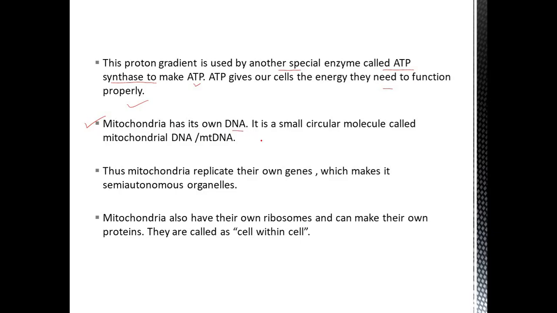Mitochondria has its own DNA, a small circular molecule called mitochondrial DNA or mtDNA. Thus mitochondria replicate their own genes due to the presence of DNA, which makes it a semi-autonomous body because it doesn't depend on the cellular replication of DNA. It has its own DNA. It is extranuclear DNA also. Mitochondria also have their own ribosomes and can make their own proteins. They are called a cell within a cell.